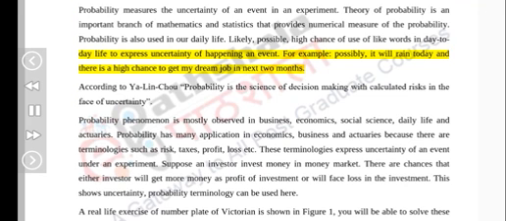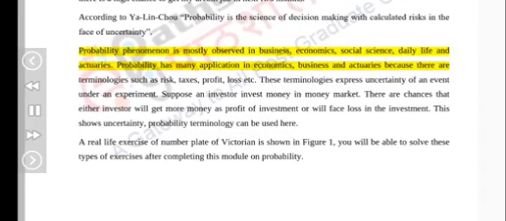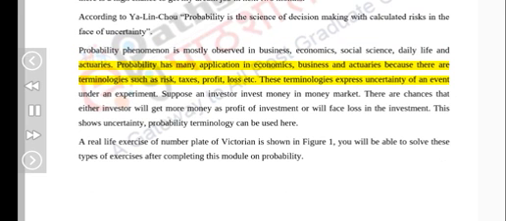2 months. According to Yao-Lin Chou, probability is the science of decision-making with calculated risks in the face of uncertainty. Probability phenomena are mostly observed in business, economics, social science, daily life and actuarial work. Probability has many applications in economics, business and actuarial work because there are terminologies such as risk, taxes, profit, loss, etc. These terminologies express uncertainty of an event under an experiment.